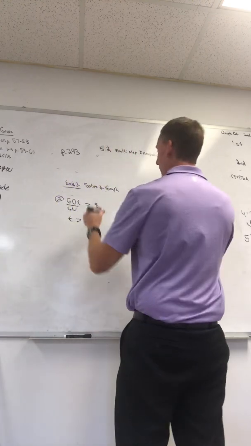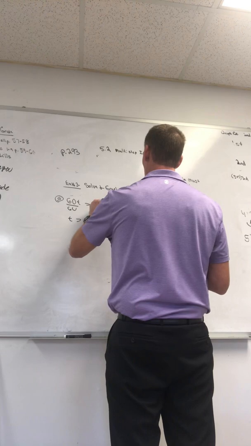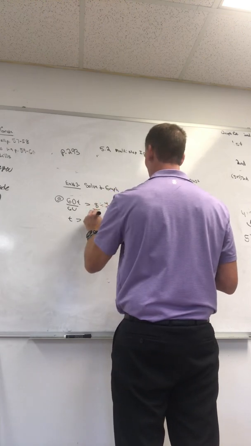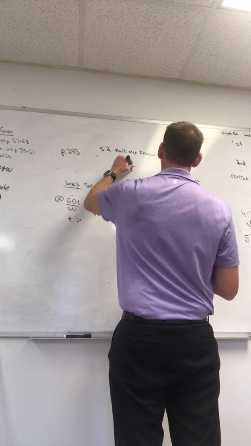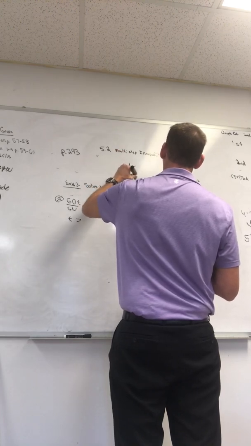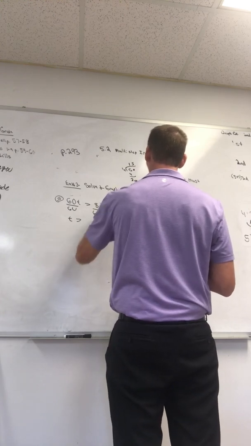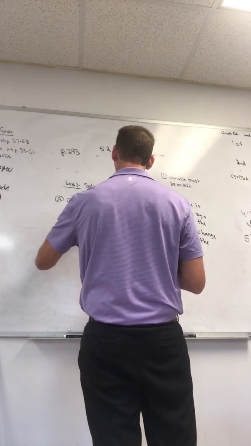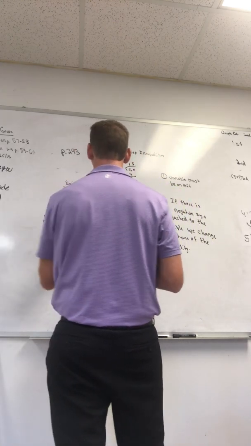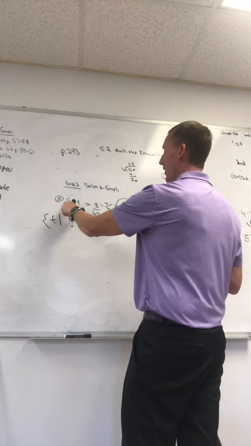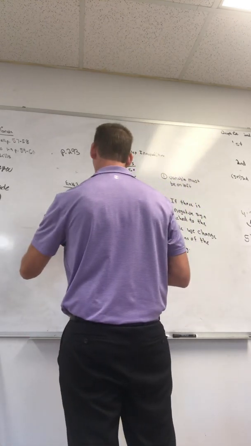Okay. Find the common denominator, which is going to be probably 4. 8 divided by 4 is 2. 60 divided by 4 is, let's see, might not be 4. It is. 15, I just couldn't think. So that's 2 over 15. And then t is greater than 2 over 15. No negative, the letter's on the left, it just stays like that. Okay? And then you graph it.